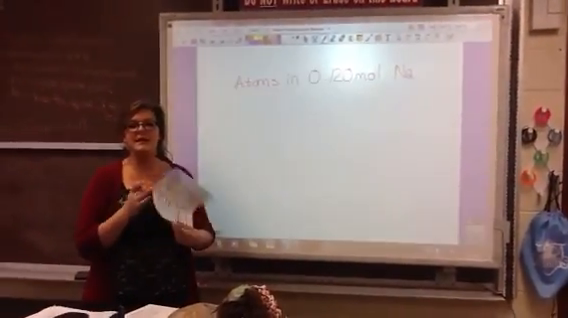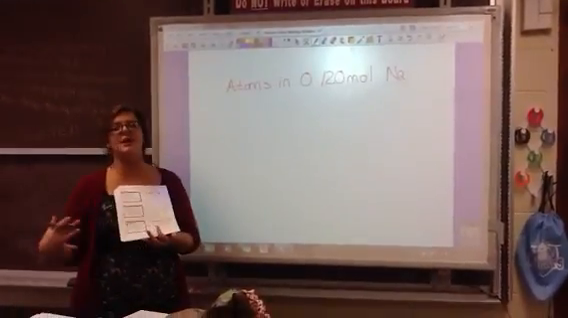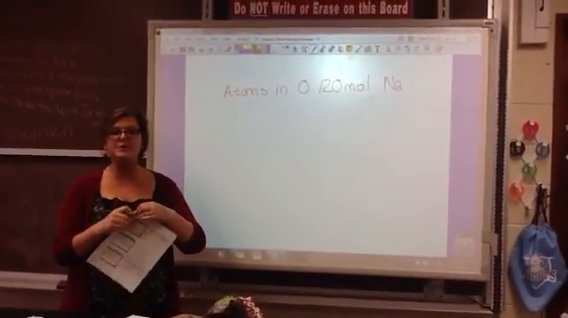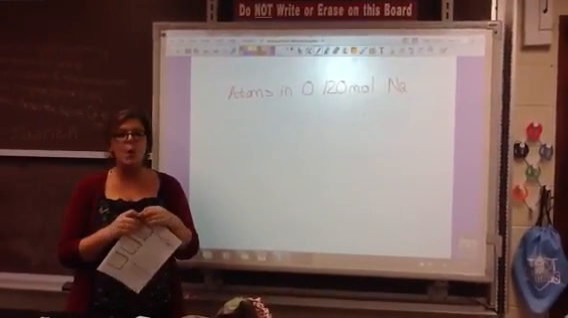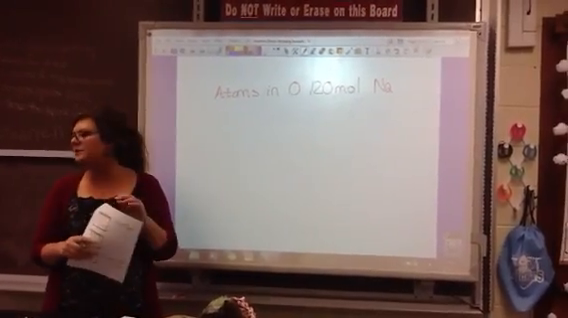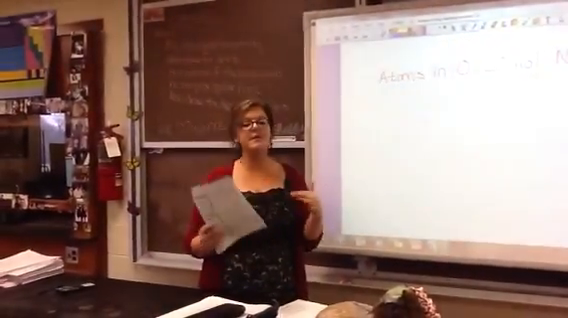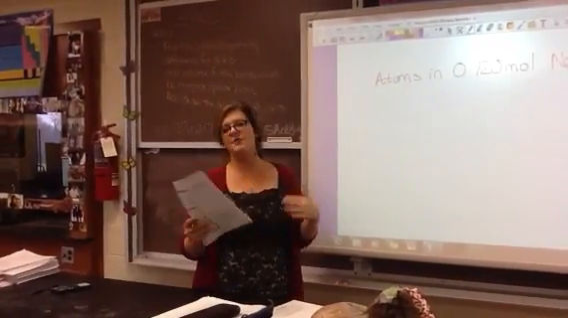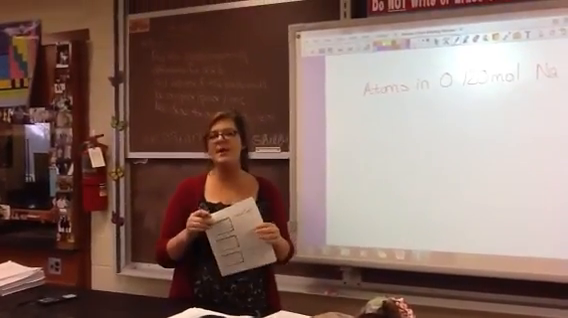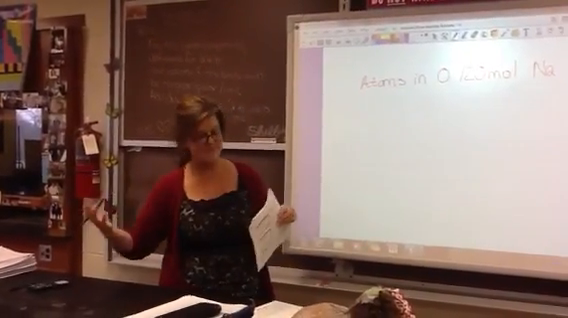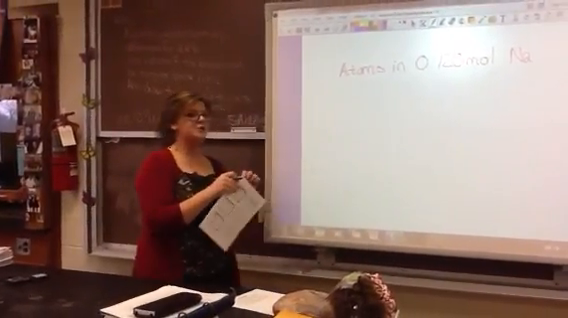Guys, so this is our continuation of our mole notes. We started talking about the mole yesterday. We learned that the mole represents a number, just like a pair represents 2, just like a dozen represents 12, a gross is 144. We know that a mole means how many, children? 6.02 times 10 to the 23rd.